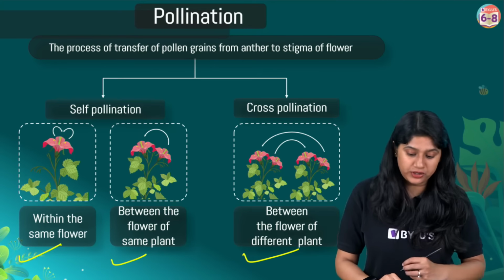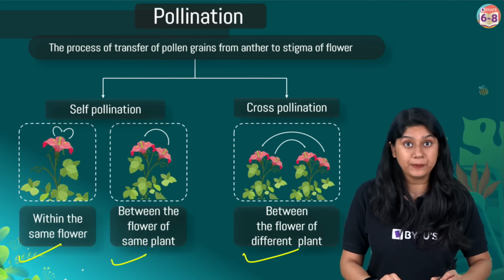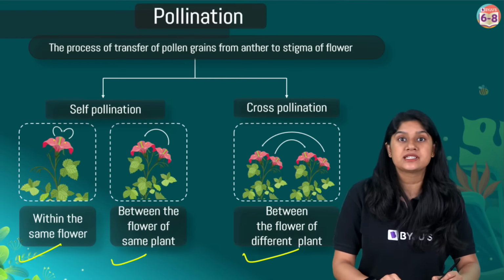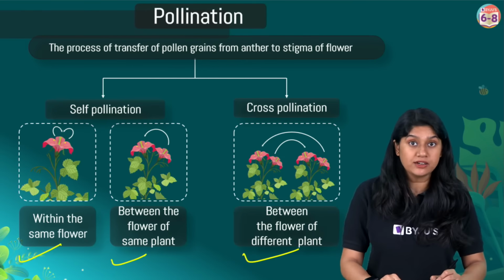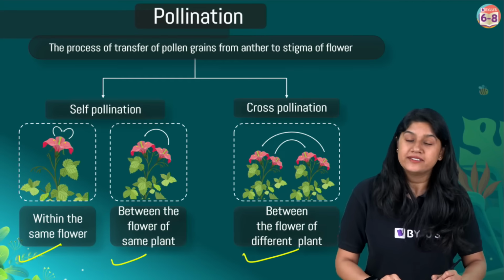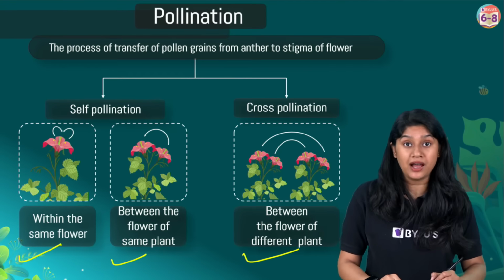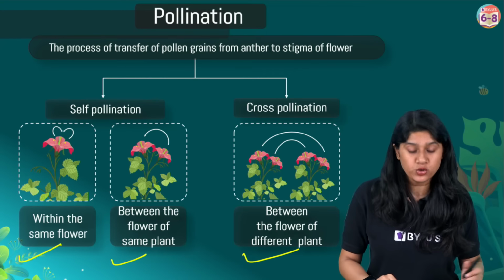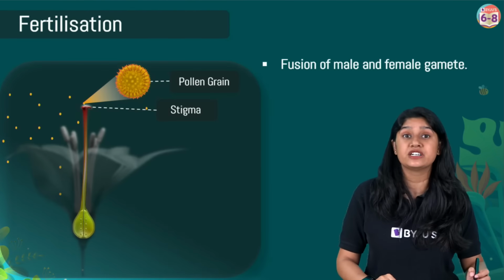Now we're done with pollination. Let's discuss what will be happening after pollination is done. Once the transfer of pollen grains happens to the stigma, we see the formation of a pollen tube. This pollen tube will be formed in the style, and the pollen tube will carry the male gamete that will be moving towards the ovule, where the fusion will occur, and we call that process fertilization.